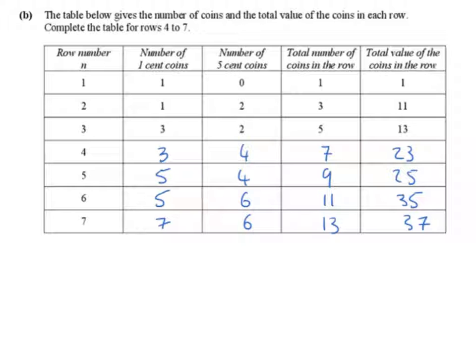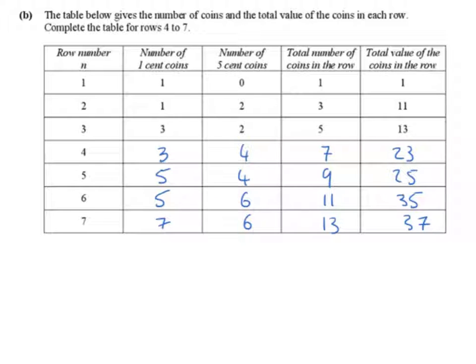In row 3, we had 3 1-cent coins. We still had the two 5-cent coins. 3 plus 2 makes 5, the number of coins in total, and then the value. The two 5-cent coins represents 10 cents. 10 cents plus 3 cents is 13 cents.